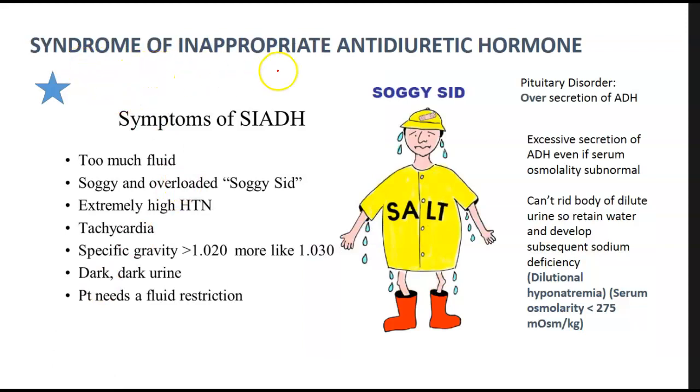So, syndrome of inappropriate antidiuretic hormone. Basically, I always think inappropriate, is that it's just giving it way too much. So this is where the body has an oversecretion of ADH, so they're holding on too much fluid, they're overloaded, high blood pressure, tachycardia, high specific gravity, very concentrated urine, and a lot of times these patients are going to need fluid restrictions. And the problem is that they can't rid the body of dilute urine, so its retained water can develop subsequent dilutional hyponatremia, which is really important to know.